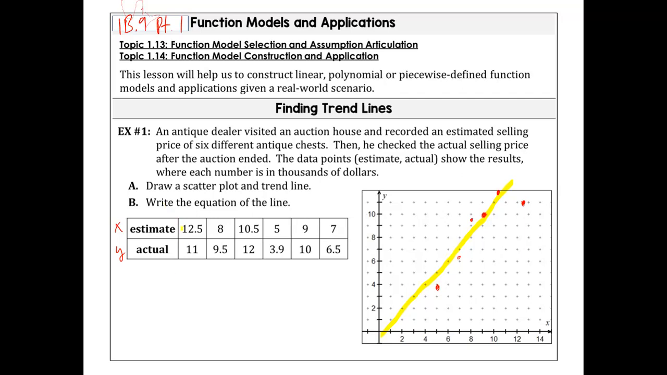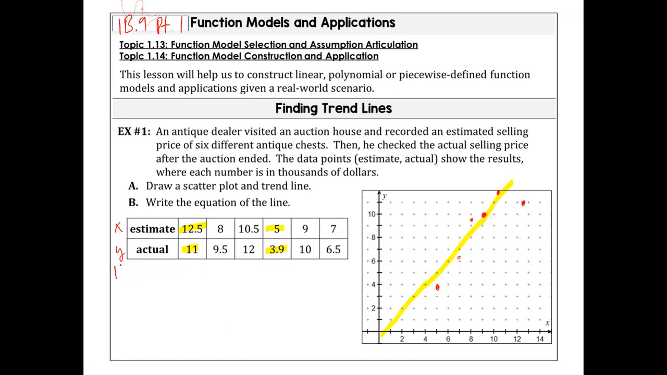So by hand, all you're gonna do is highlight what is your lowest point and what is your highest point and find their average rate of change and the line that connects them. Okay? So it's the 5 version. Yes, it's a very low estimate. So it'd be 5 and 3.9 is our low, and our high is 12.5 and 11. Agreed? So between these two, we're gonna find our rate of change.